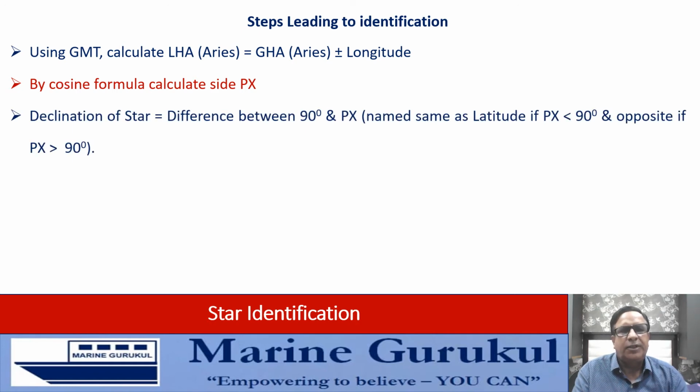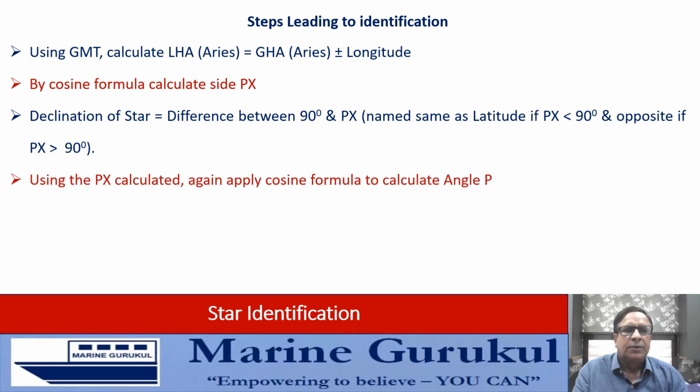Now, if PX is less than 90 degrees, then 90 minus PX named same as the latitude of the observer shall be the declination of the star. If PX is greater than 90, then PX minus 90 degrees named opposite to the latitude of the observer shall be the declination of the star. Using the PX calculated, we again apply the cosine formula and this time obtain angle P. Angle P shall give us LHA star.